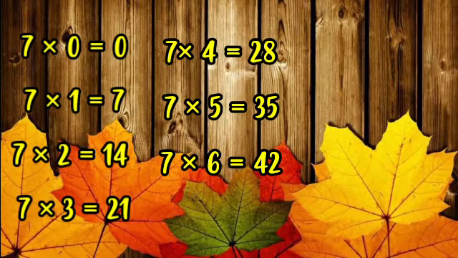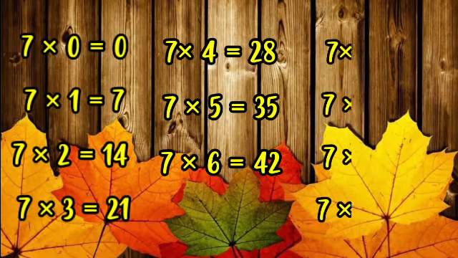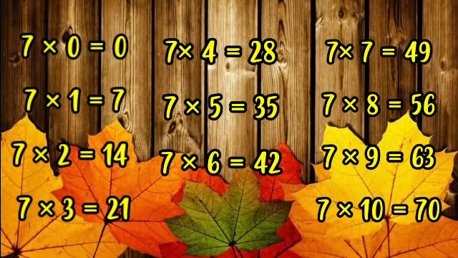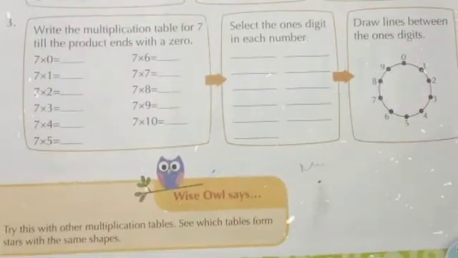7 6s are 42. 7 7s are 49. 7 8s are 56. 7 9s are 63. 7 10s are 70. See the next column.